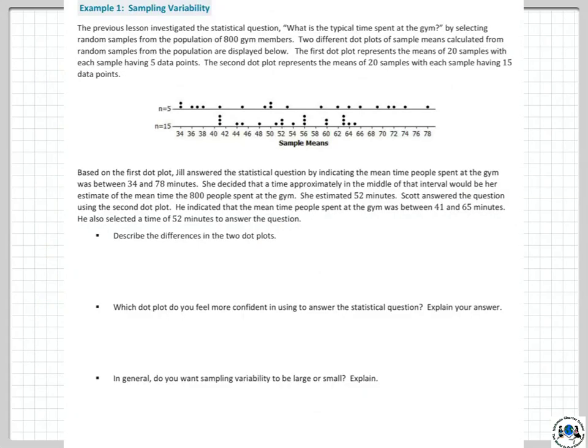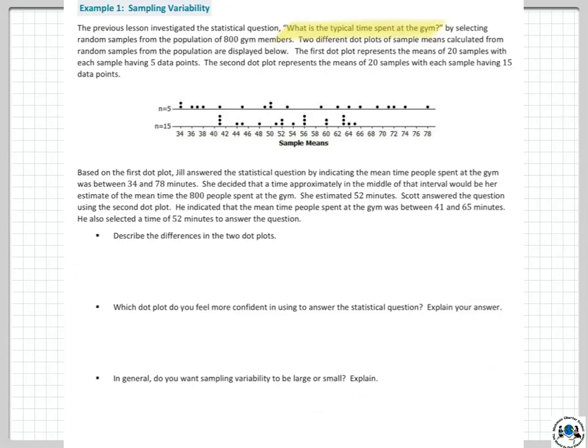Okay, so here we have example 1, and it's called sampling variability. Let's take a look at this. The previous lesson investigated the statistical question, what is a typical time spent at the gym? That was the question that was broached. Any kind of statistical study like this always starts from a question. All great science and math and the rest start from one good question.